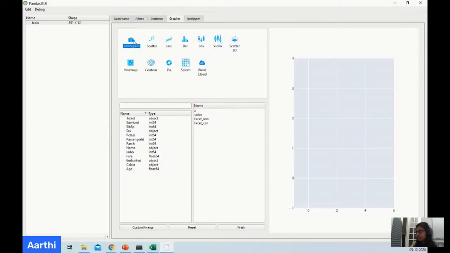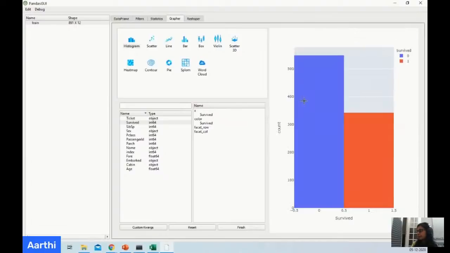So for example, we can choose histogram, and let's look at the survived column, how this is distributed between people who survived and people who didn't. When I drag and drop this on the x-axis and color on the y color variable, it's going to give me a graph, which is how our data is distributed. So survived is equal to 0: 549 people died, and 342 people survived. So this is my data split.